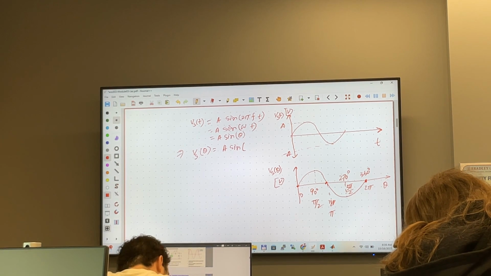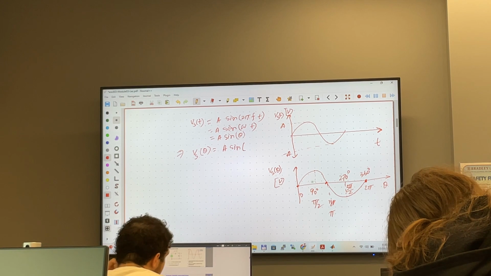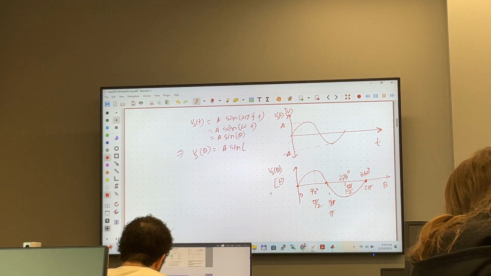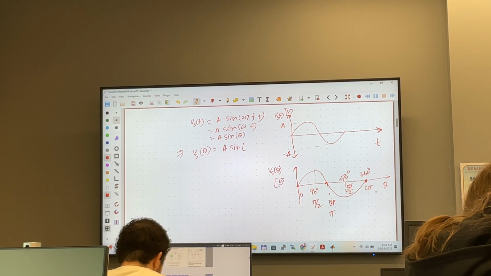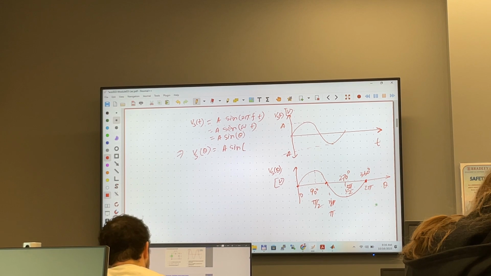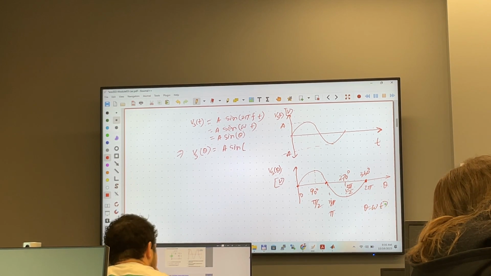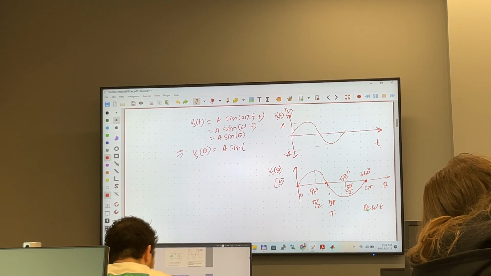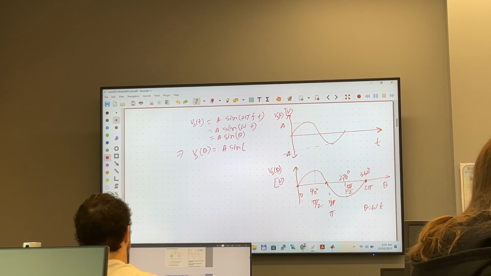So we can write this signal as a function of angle as well. Just keep this in mind: we have two different x-axes. Here the x-axis is time, here it is angle. And this angle is nothing but omega t, angular rate times t. So we are going to use this concept in the following.